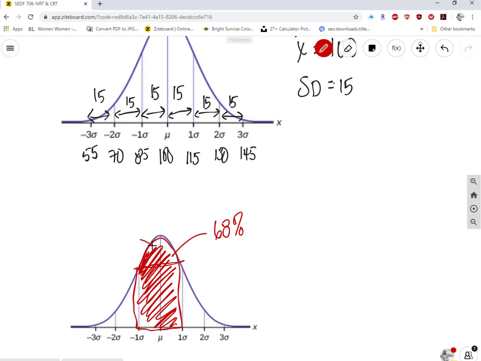Since this is symmetrical, I can say that 34% is the probability for something to happen within one standard deviation below the mean, and another 34% is the probability of something happening within one standard deviation above the mean. Okay? And that would be a total of 68%.